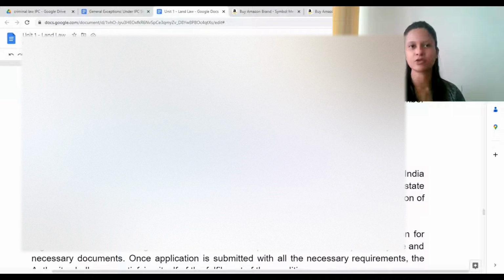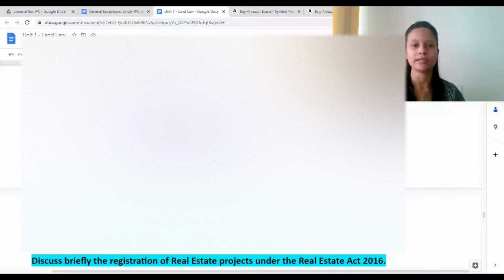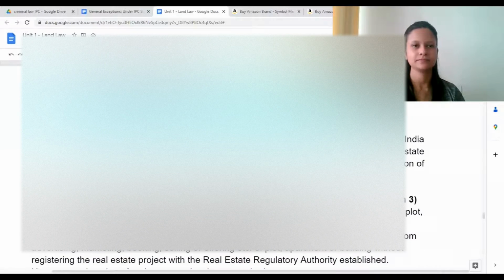So registration also helps in bringing accountability to real estate agents, right? Whatever they are saying, whatever sale transactions they are entering, they will be a little careful and a little concerned about it as well.